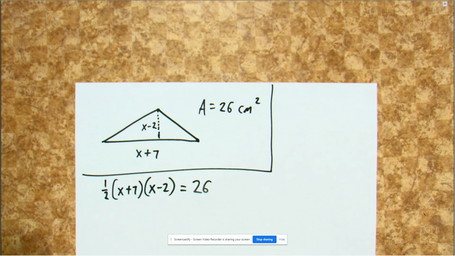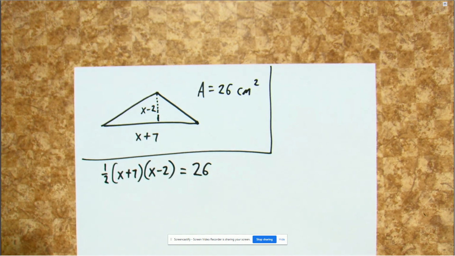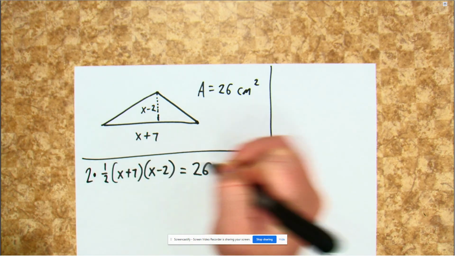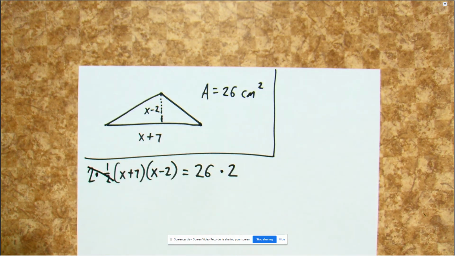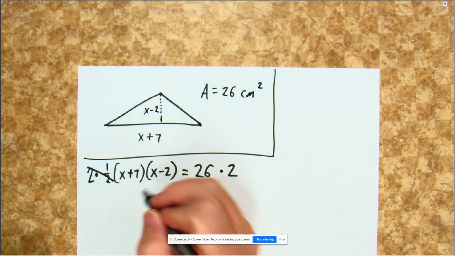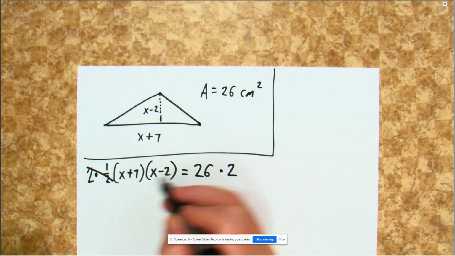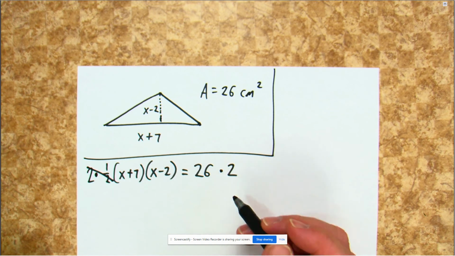Now, solving this using everything that we've been doing, there is a little trick that I kept telling people. You see that 1/2? I would like to get rid of it, and I don't want to distribute it. So instead, I'm going to multiply both sides of the equation by 2. If I multiply the left side of the equation by 2 and the right side of the equation by 2, the terms on the left cancel, leaving me with x plus 7 times x minus 2, which I'm going to have to multiply together in a moment, equals 52.